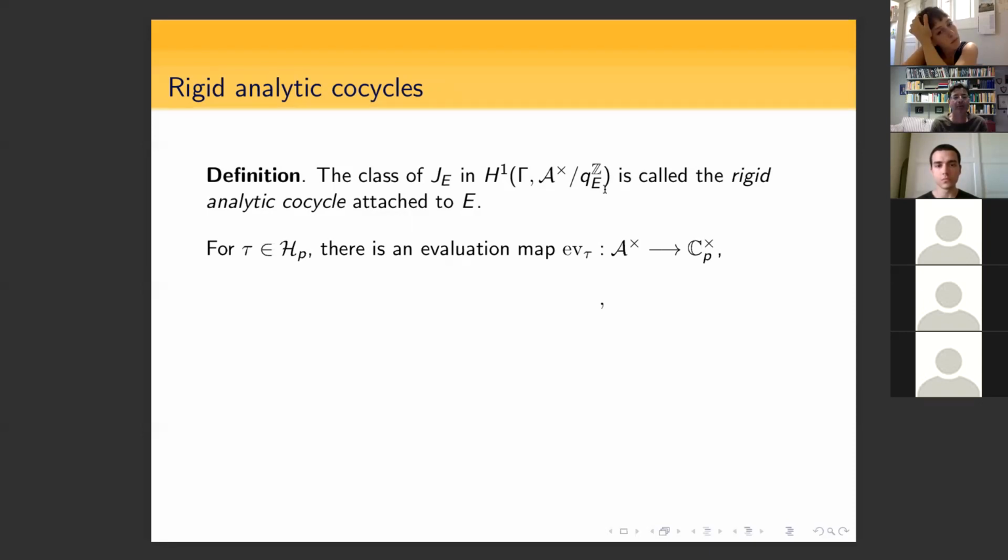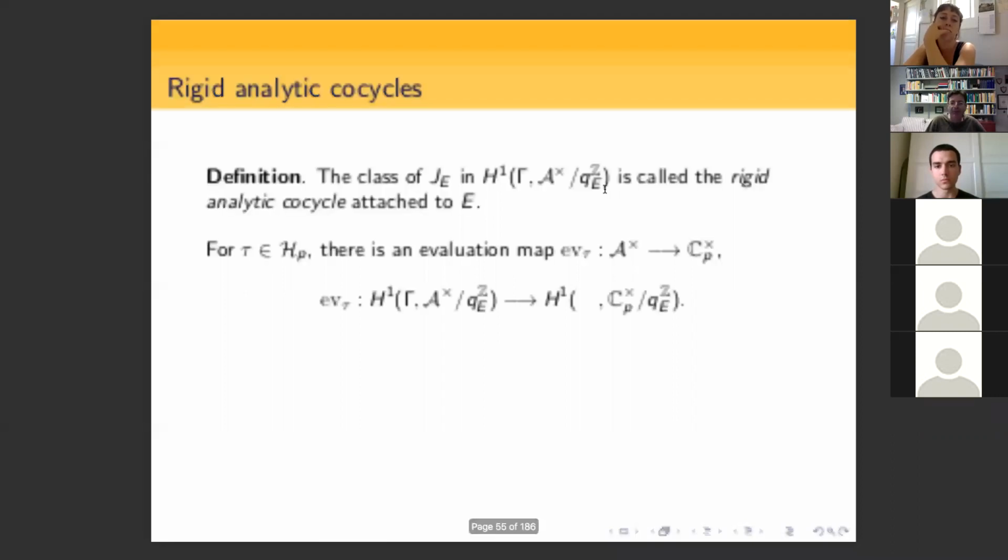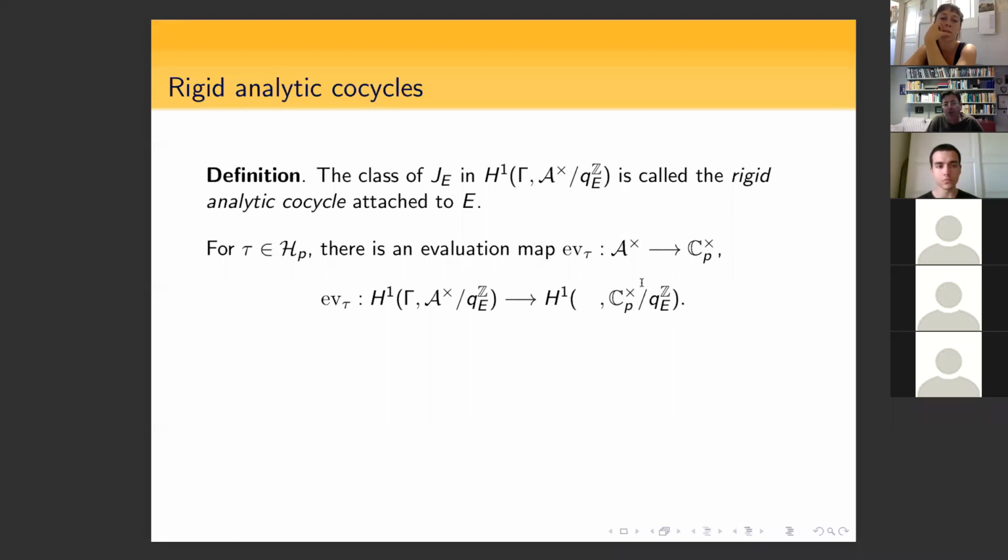If we have a tau in the p-adic upper half plane, there's a so-called evaluation map from A star to C_p star, which simply sends a function to its value at tau. Now, it's tempting to try to use this evaluation map to define a homomorphism from the first cohomology of Gamma with values in A star mod q to the Z to the first cohomology with values in this quotient. We're just evaluating at tau, so we map A star to C_p star.